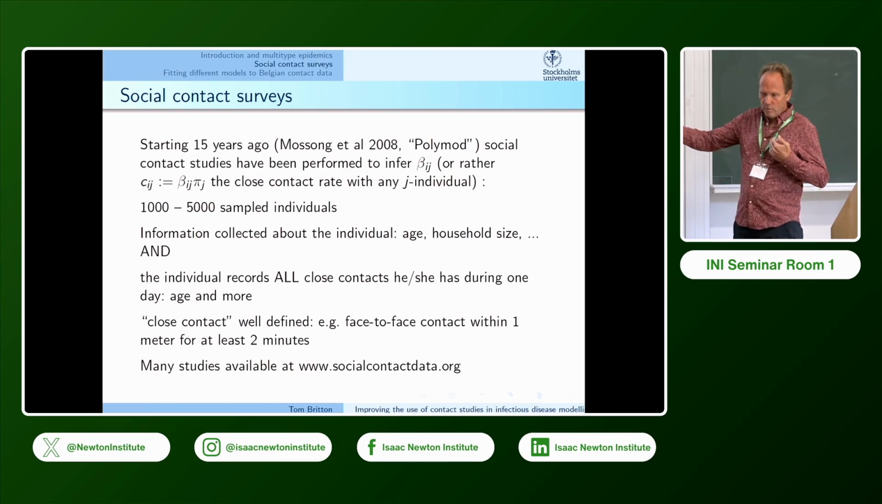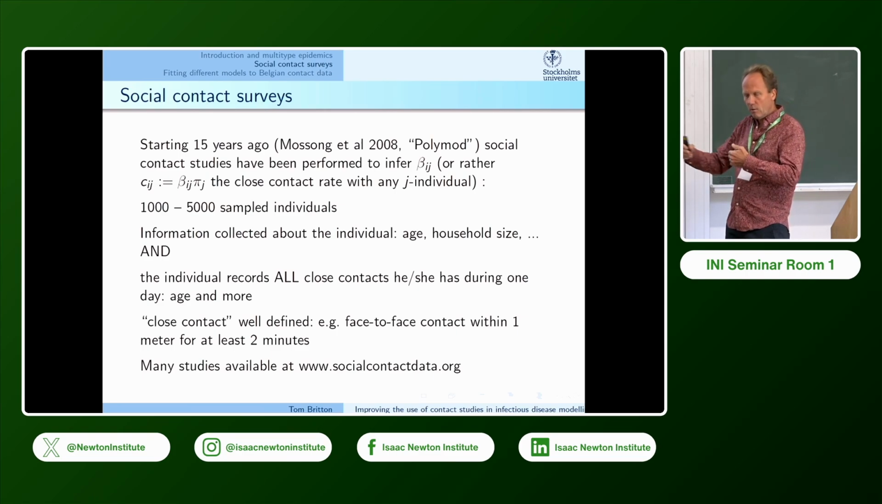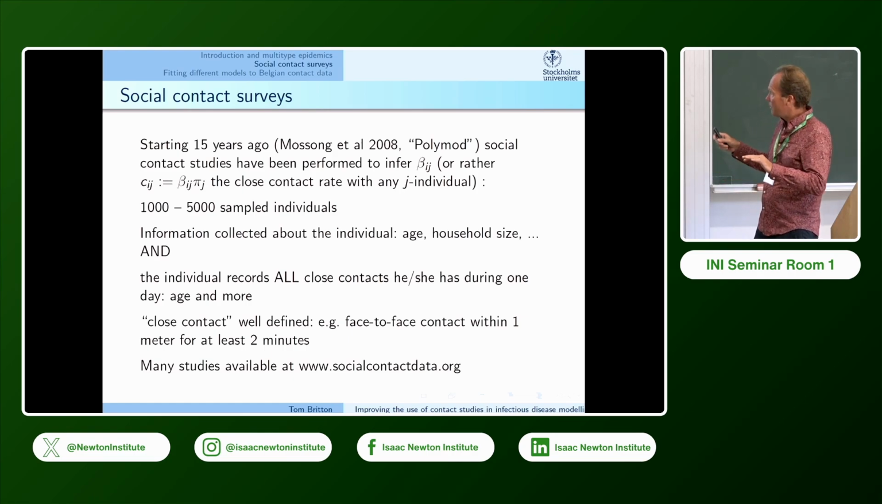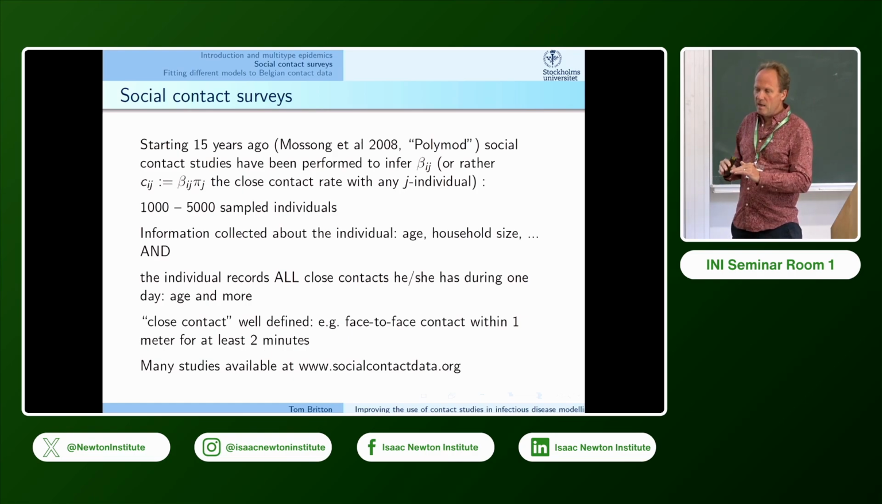And not only who they have contact with, but also what ages they were, and maybe if they belong to the family or not, and how close the contact was. But I will skip those details. I will just keep track of the age and how many contacts they had with people of different ages, and that's what most others focus on as well.